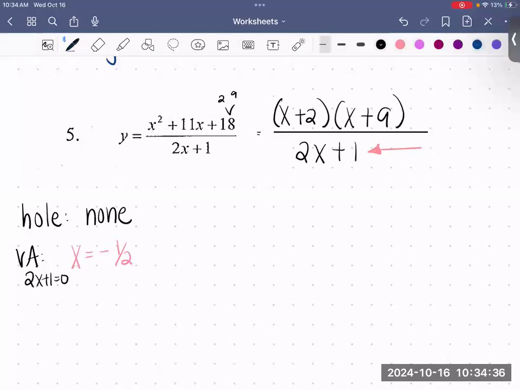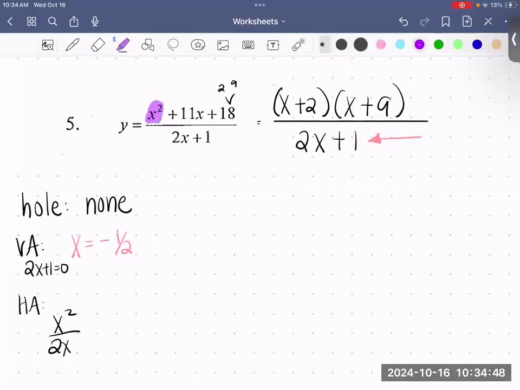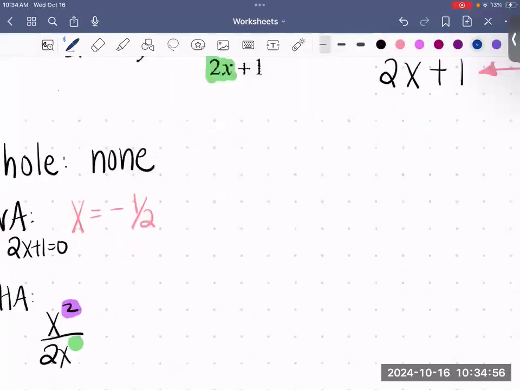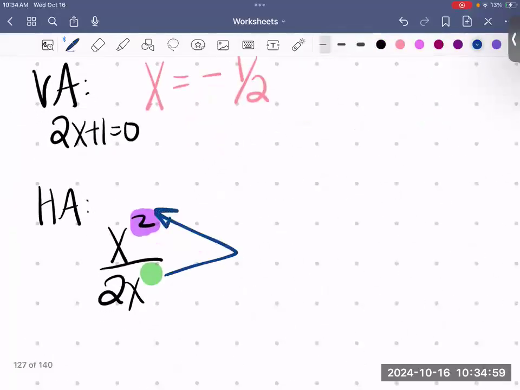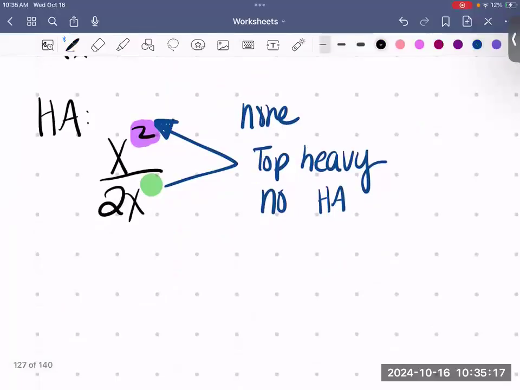Now your horizontal asymptote, we'll talk about right now, actually. So we take x squared over 2x. Again, we take the degree of the numerator and the degree of the denominator, and then we can look at them and see, okay, this is top heavy. So if it's top heavy, we do not have a horizontal asymptote. So we have no horizontal asymptote. You can say none. But that does open the door for possibly having a slant asymptote.